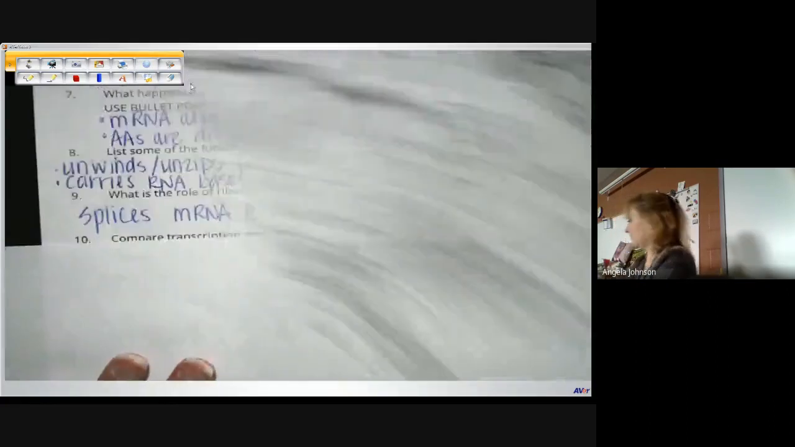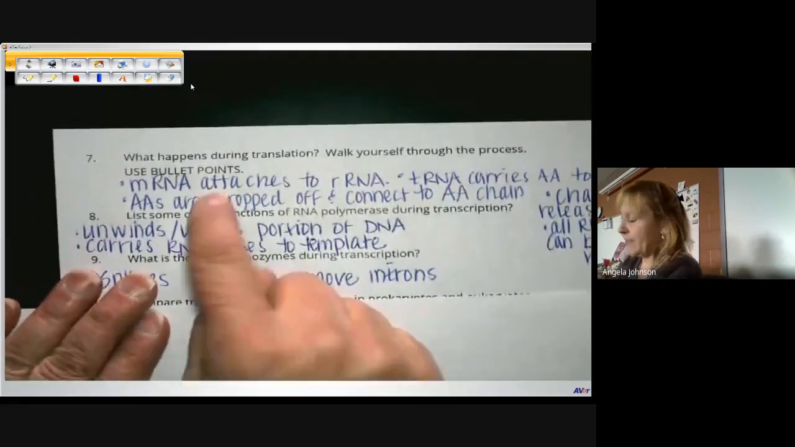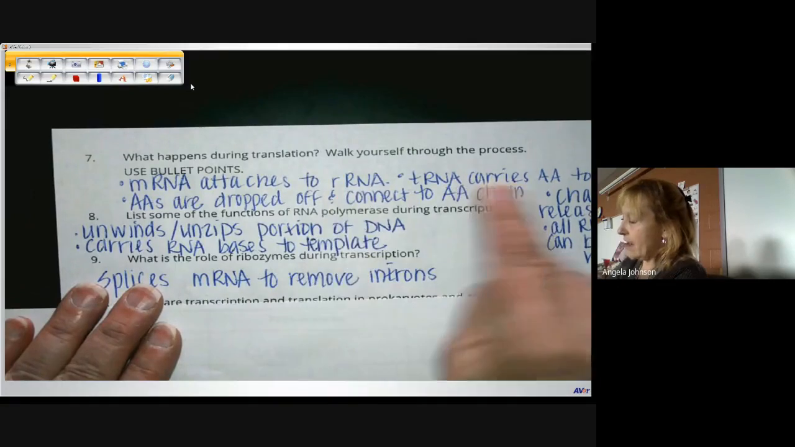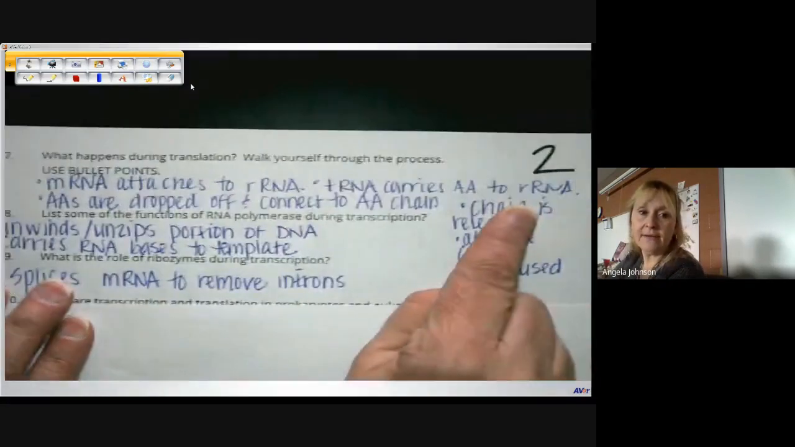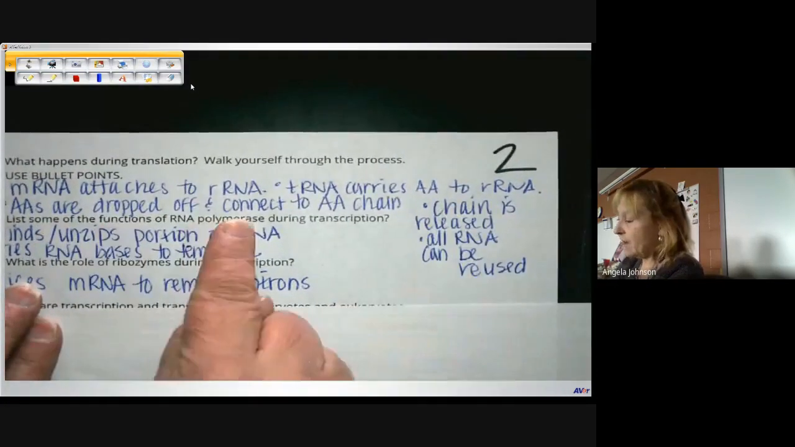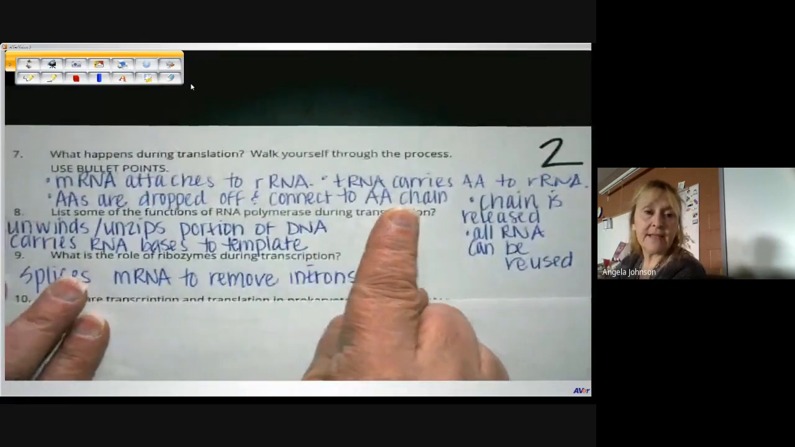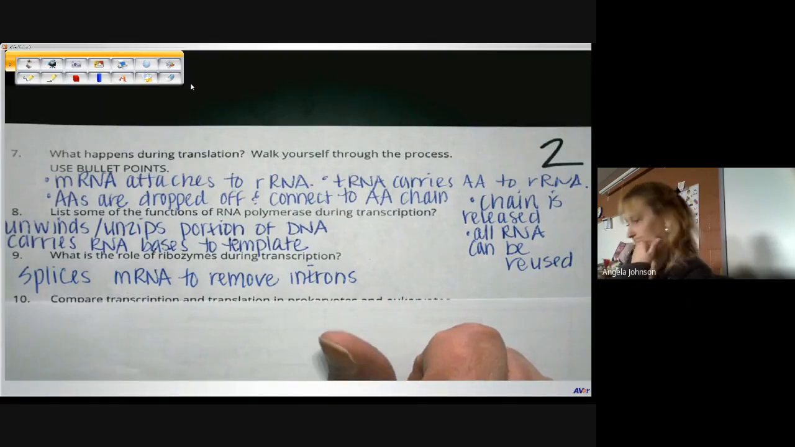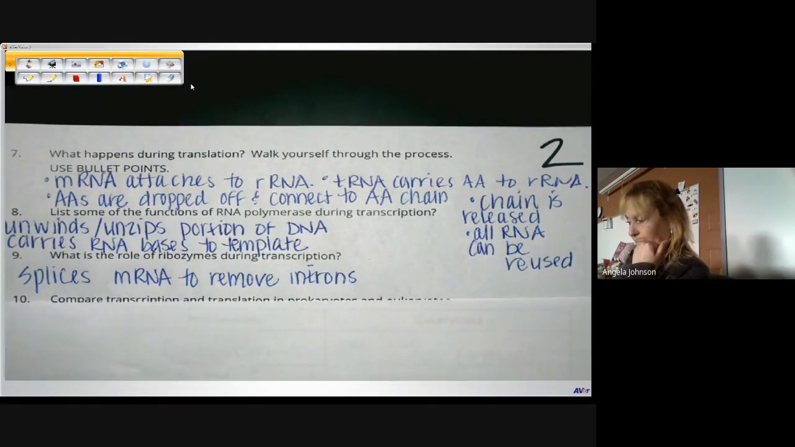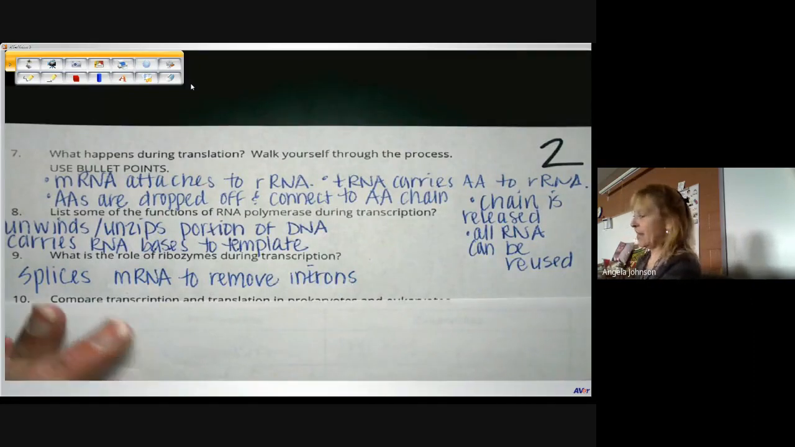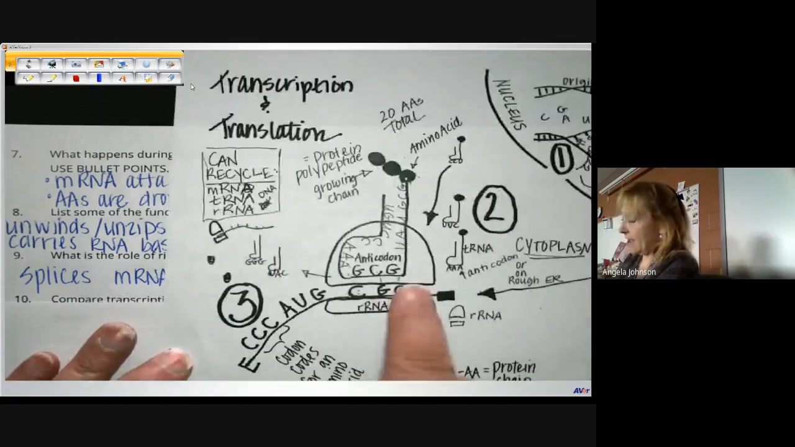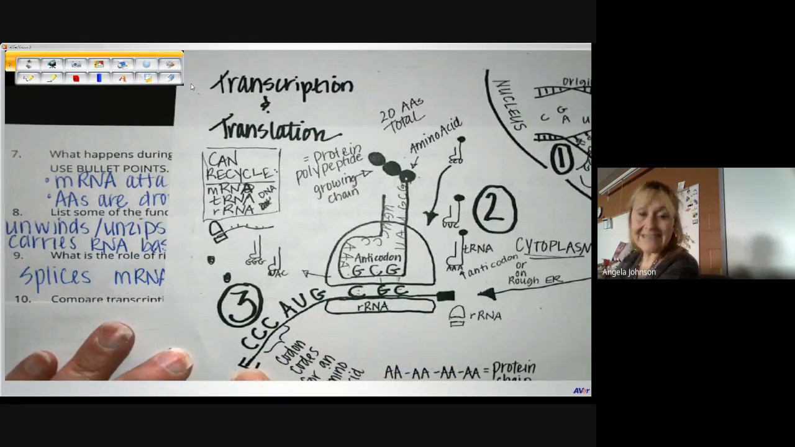All right. So the mRNA attaches. tRNA brings the amino acids to the rRNA. The amino acids are dropped off. They make a chain. The chain is released. The amino acid chain, that's your protein. So as that's released, your mRNA strand is also released. It can also be reused.